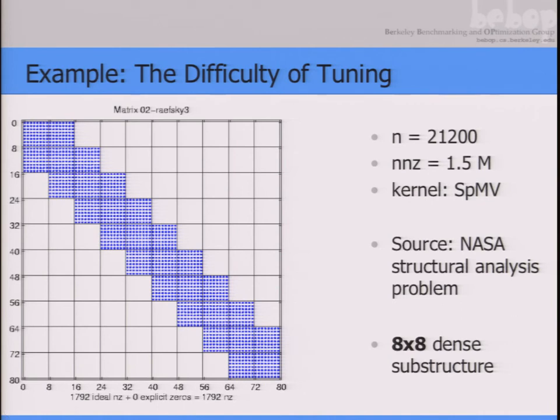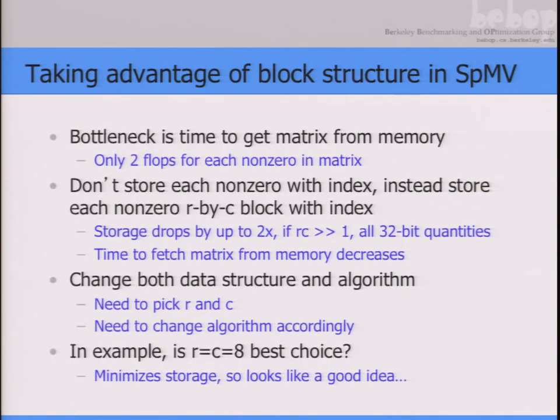So let me now do an experiment where I try that. And so what I'm going to do is store my matrix not in 1 by 1 blocks. I'm going to store it in R by C blocks. So in that last picture, R and C were natural choices of 8 by 8. And so the storage can drop by up to a factor of 2, right? I still have to store all the non-zero entries. What I can reduce in the memory traffic is all of those 32-bit or 64-bit integers that I store, and so maybe I can get a factor of 2.